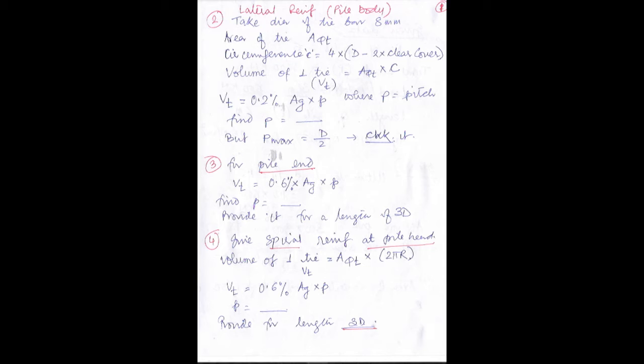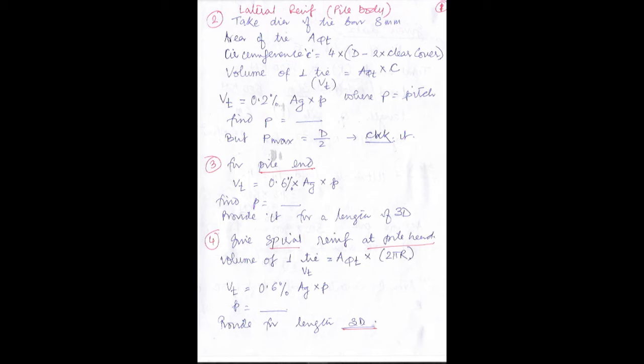Step number 3. Lateral reinforcement for the pile end. Again from the last step we have found out VT. VT is the volume of one tie bar. So for pile end you have to provide 0.6% Ag into P. For pile body it was 0.2%, here it is 0.6%, so only this much. So from here you again find P, but this we are finding out for the pile end.